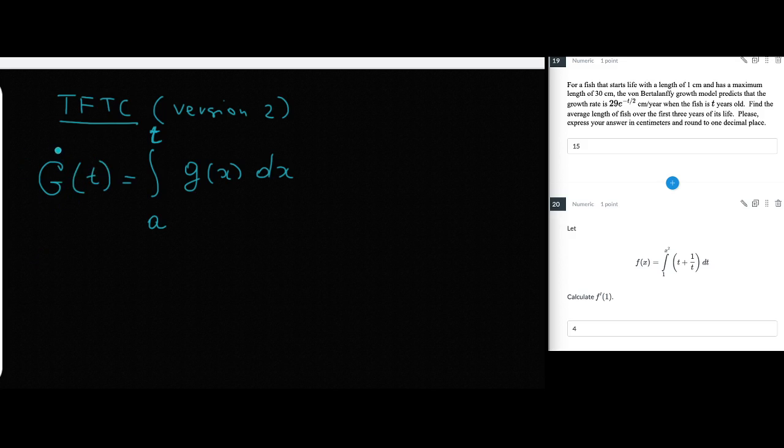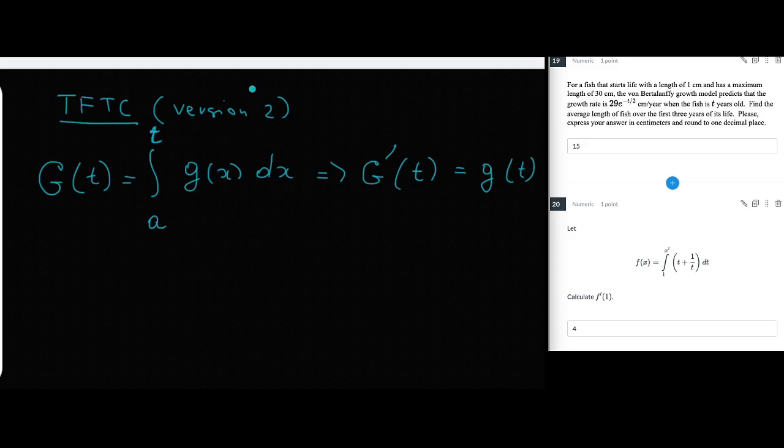It's not an accident that I'm using essentially the same letter to denote this new function that is obtained by integrating the original function. That is because this second version of the fundamental theorem of calculus says that the result is the antiderivative of the original function. So in other words, if you now differentiate the resulting function, you're going to get back the original function.